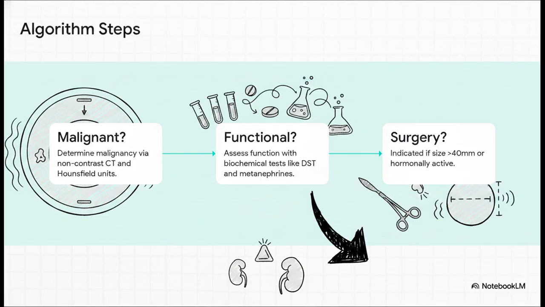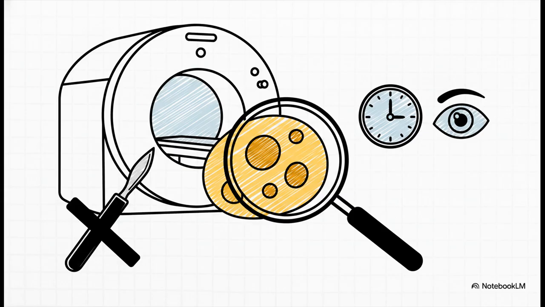Then, step 3, is surgery actually indicated? As a rule of thumb, we recommend excision if that tumor is larger than 40 millimeters, or obviously if it's secreting excess hormones. Actually, I really want to reinforce a high-yield clinical pearl right here.